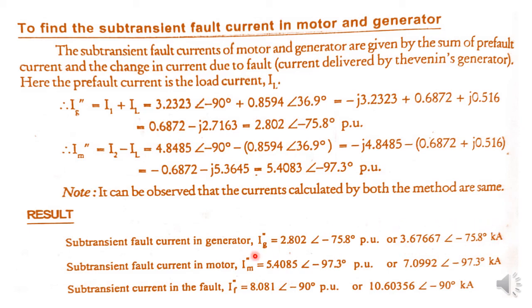Similarly, we can calculate the actual value of subtransient fault current through the motor and the actual value of the subtransient fault current by multiplying the base current with these two, Im double dash and If double dash. Calculating, we got 7.0992 at an angle of minus 97.3 degrees kiloampere and 10.60356 at an angle of minus 90 degrees kiloampere.